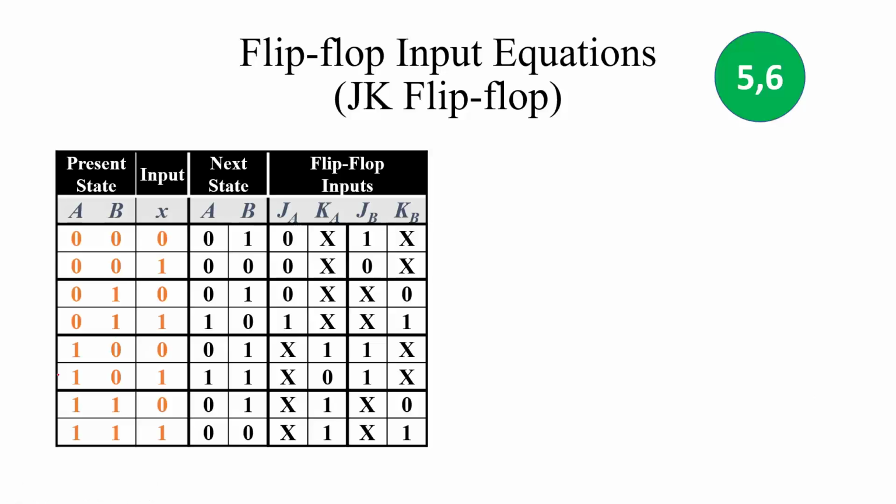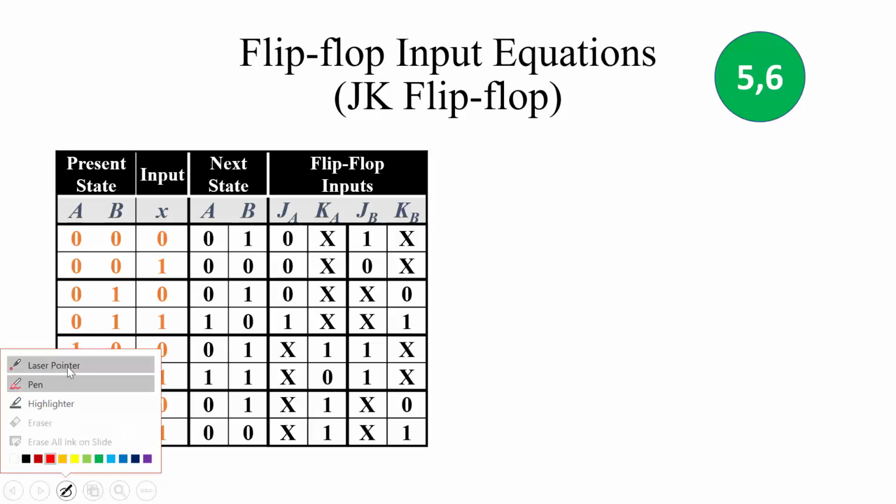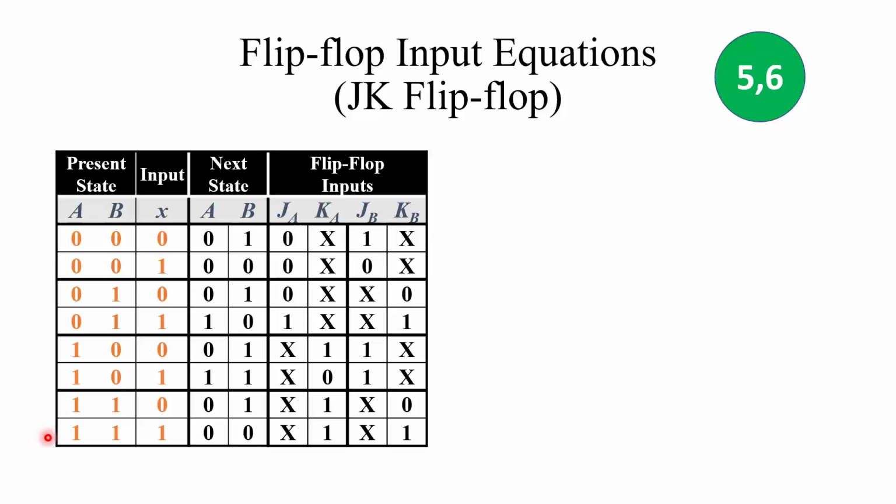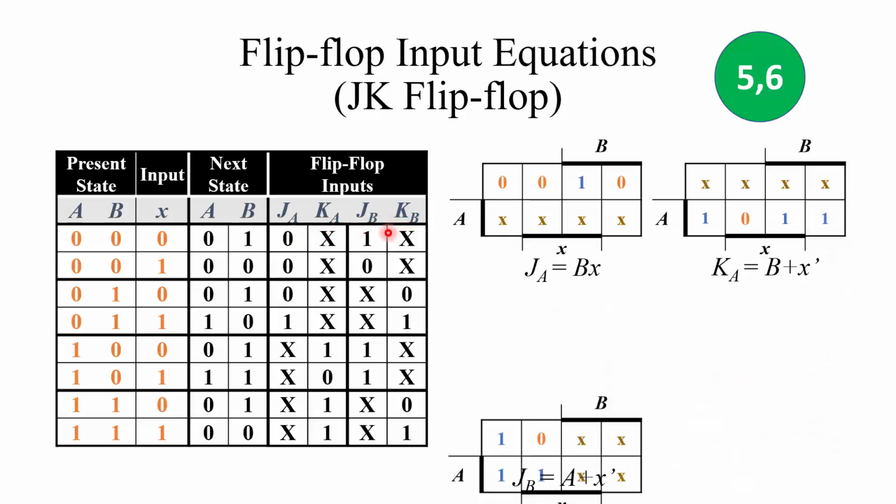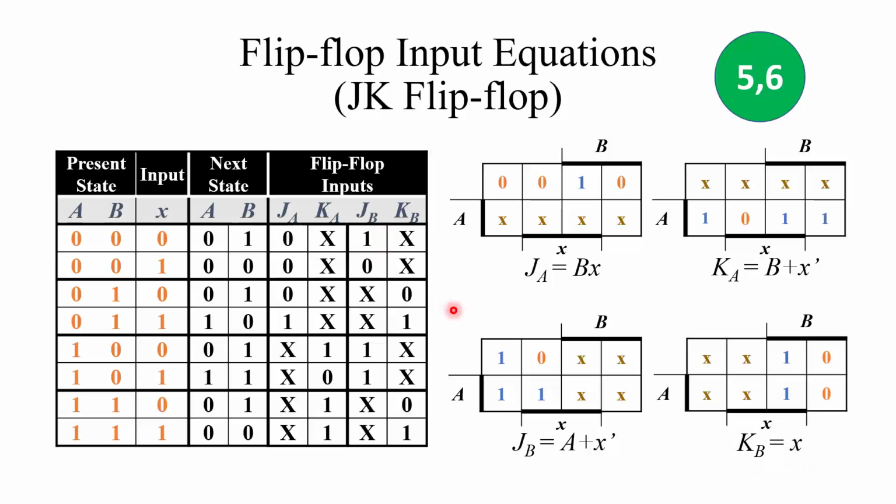Once we obtain our flip-flop input equations for the JK type flip-flops, the next steps are similar. We need equations for JA, KA, JB and KB, which we can obtain from the Karnaugh map. So JA turns out to be B and X, KA is B or X complement, JB is A or X complement, and KB is equal to X. And as you can see, the don't cares in the flip-flop input equations have also helped us to minimize the logical expressions.